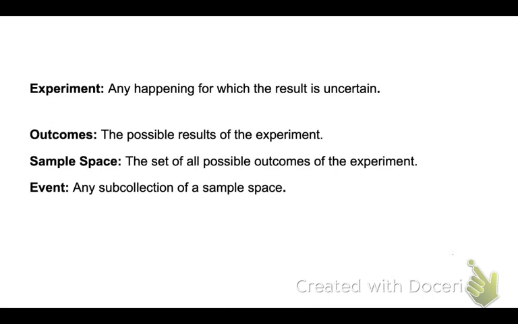An experiment is anything happening for which the result is uncertain. An outcome is what the result is. A sample space is the set of all possible outcomes in the experiment. The event is a sub-collection of the sample space. So the sample space is rolling a die, 1 through 6. The event is rolling a 2. Make sense?